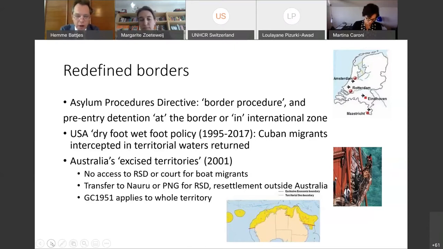Now, of course, Australia maintains that it does this with all good intentions, so precluding boat migrants from endeavoring dangerous trips and so on. And they say that the convention still applies, but one can question whether that is actually true. I mean, an application of the Geneva Convention without any recourse to courts seems quite meaningless to most observers. That is far away Australia, but I think something similar has happened in Europe in the last few years too. Next slide, please.